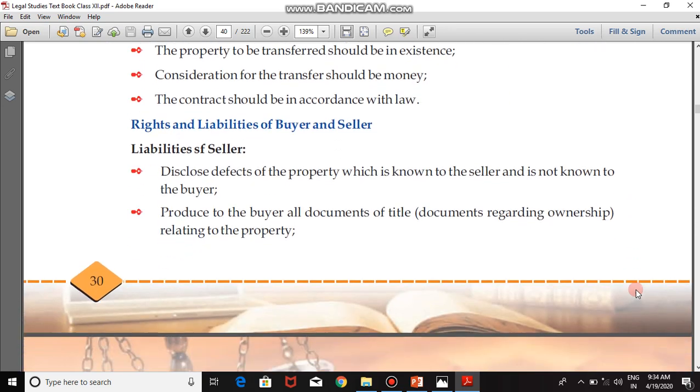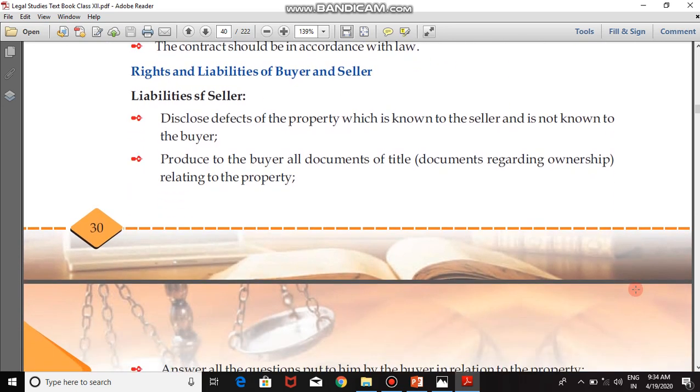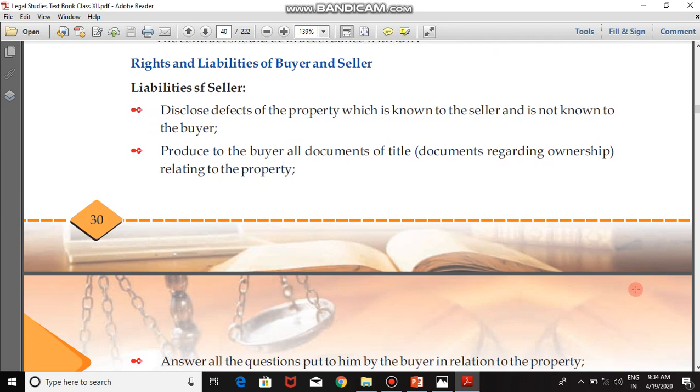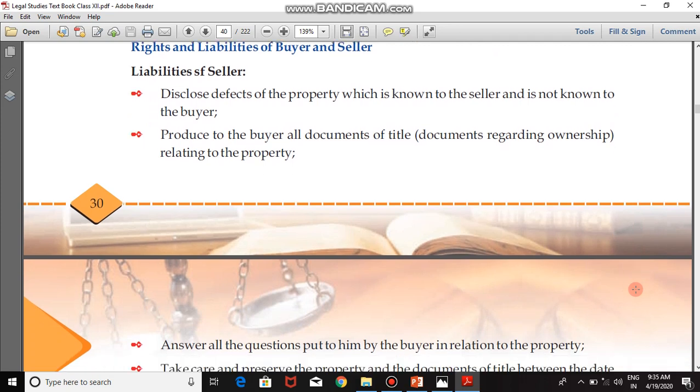Then there are rights and liabilities of buyer and seller. What rights and liabilities come after this sale for buyers and for sellers? Kya rights milenge buyer ko aur kya rights milenge seller ko aur kya liabilities hongi buyer ki aur kya liabilities hongi seller ki? This we will see here. So just go through it. There is nothing which you cannot understand. First of all, we will see liabilities of seller. Disclose defects of property. जब आप property किसी को बेचते हैं तो उसमें कोई भी अगर खराबी है, कोई defect है, तो वो आपको mention करनी होगी किसको? Buyer को. Produce to the buyer all documents.